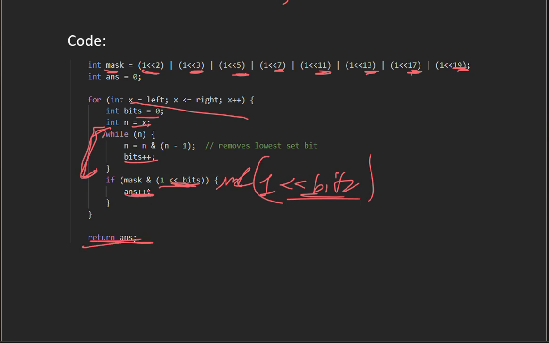So I hope I was able to explain both the approaches and both ways to find the number of set bits properly.